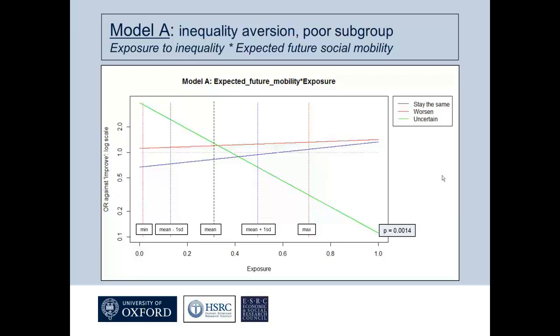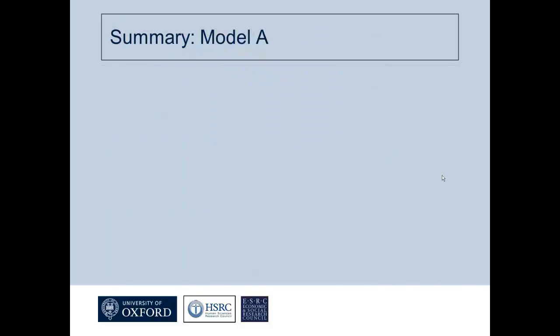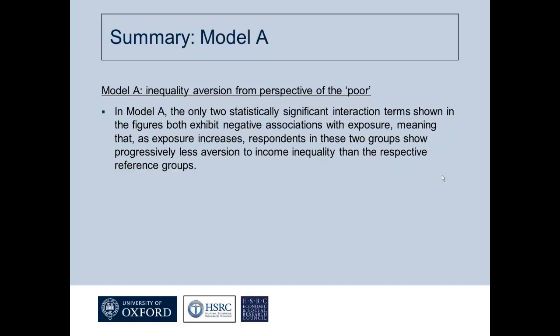In summary, for Model A, the only two statistically significant interaction terms shown in the figures both exhibit negative associations with exposure, meaning that as exposure increases, respondents in these two groups show progressively less aversion to income inequality than their respective reference groups.